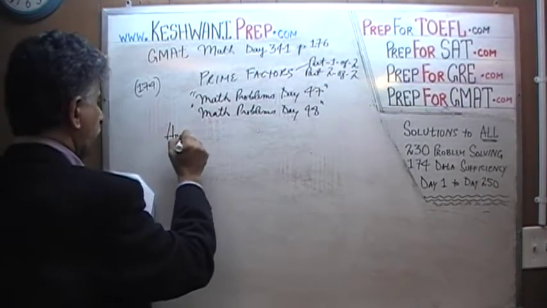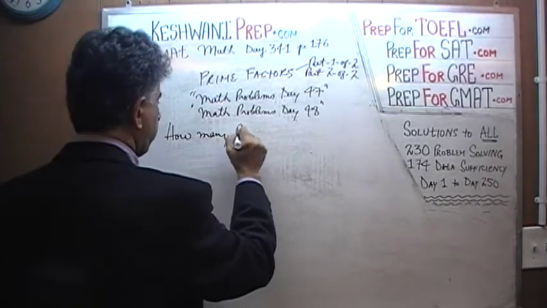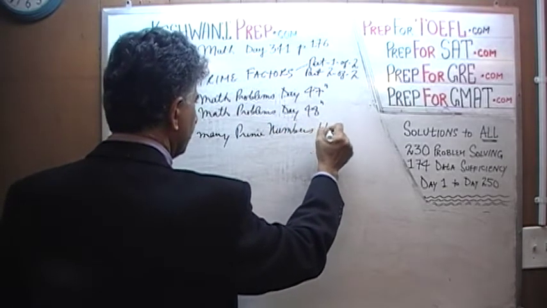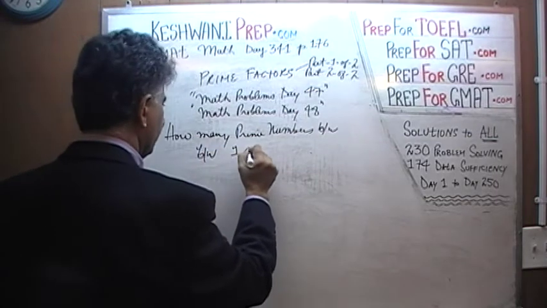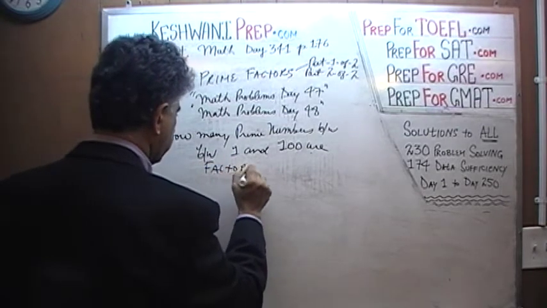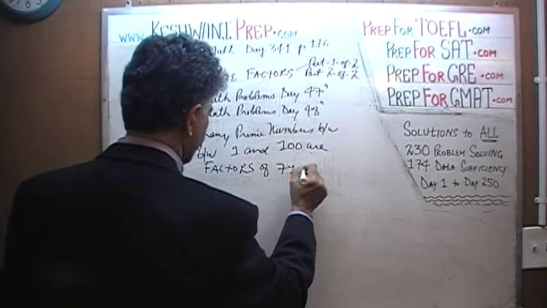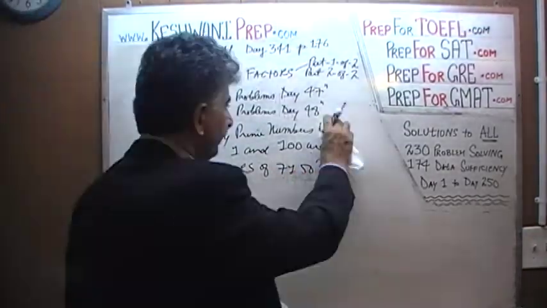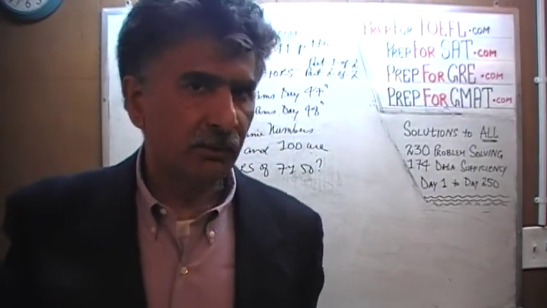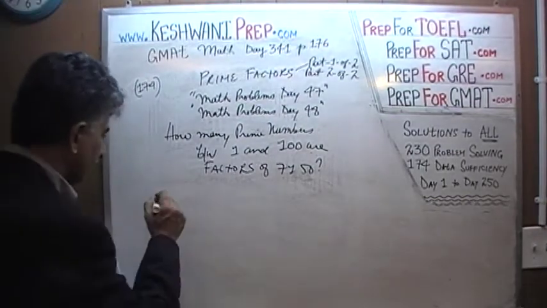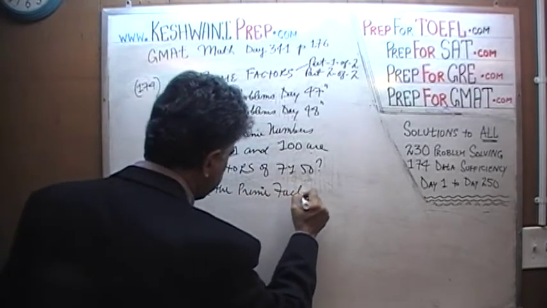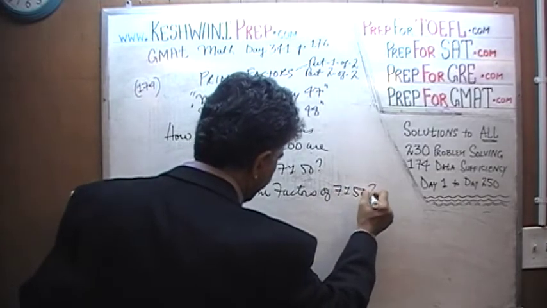Here they're asking us how many prime numbers between 1 and 100 are factors of 7150. This is just a very cute, very annoying way of saying what are the prime factors of 7150. That's what they're asking.